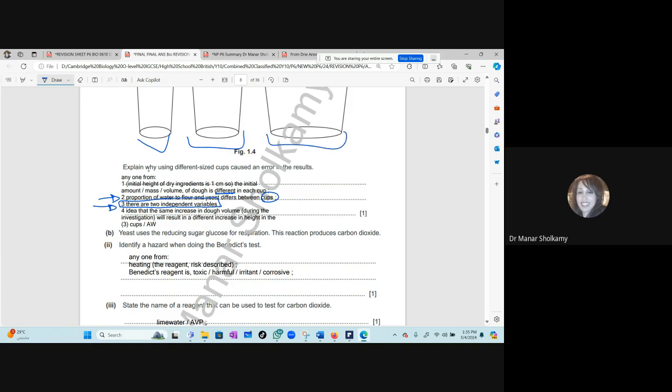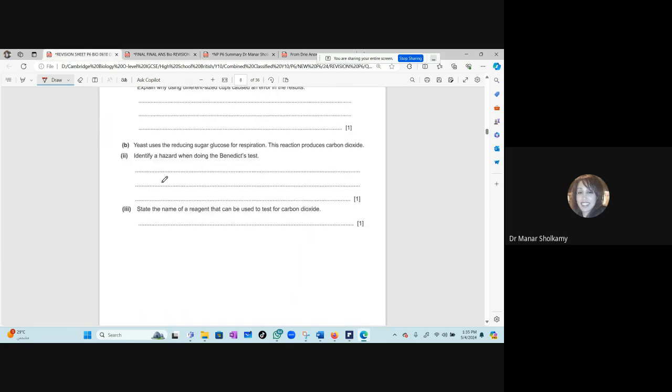As for the idea of the same increase in dough volume, let's say they all increase the same, but they will not seem to increase the same because the sizes of the cups are different. This will result in different increases in height. So you need to understand that only one independent variable should change, and the others should be left constant. Now, yeast uses the reducing sugar glucose for respiration.